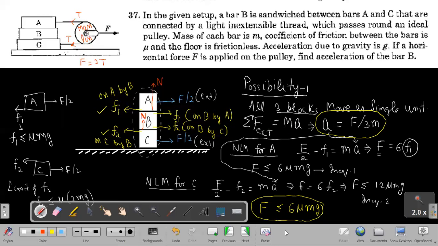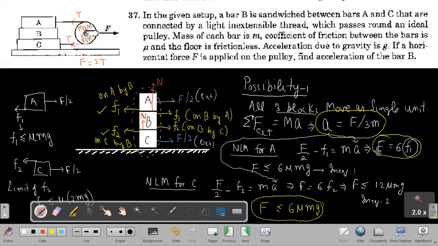Right? Now, this is possibility number 1. This possibility will be true in real practice if the applied force F is less than or equal to 6 times mu mg. But the question is now, what will happen if we apply a force F which is more than 6 mu mg? Notice that there is a relation between capital F and small f1.